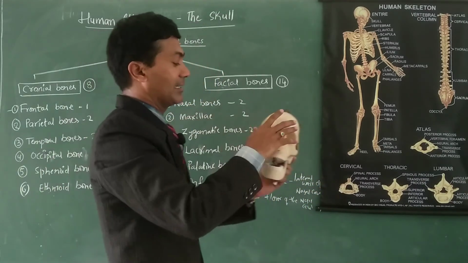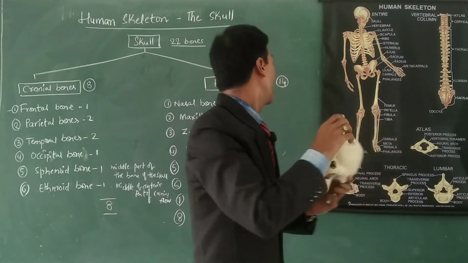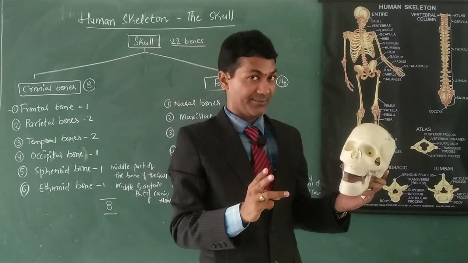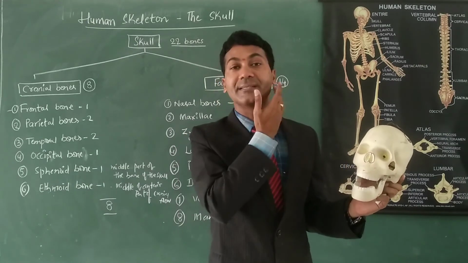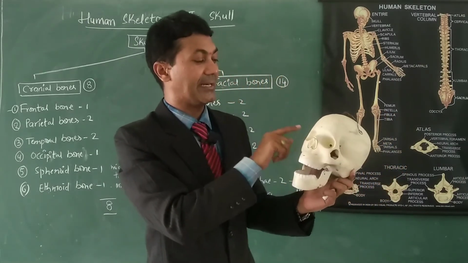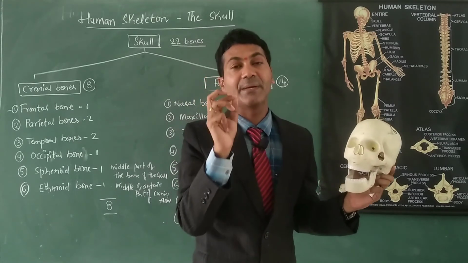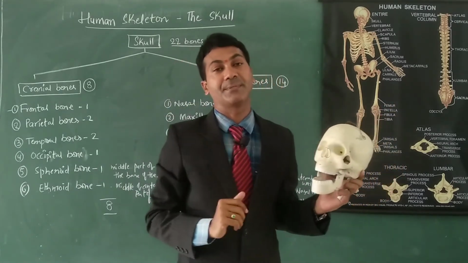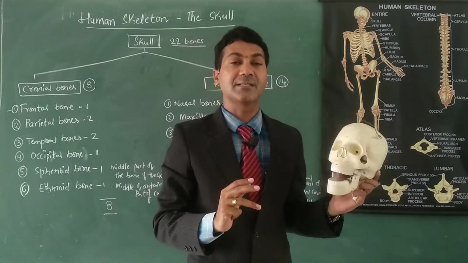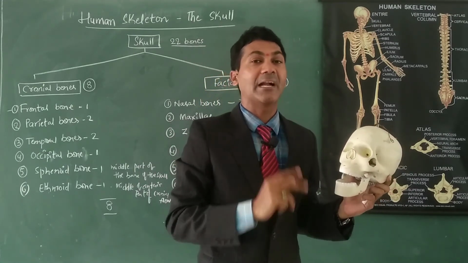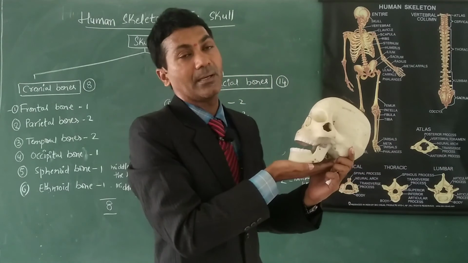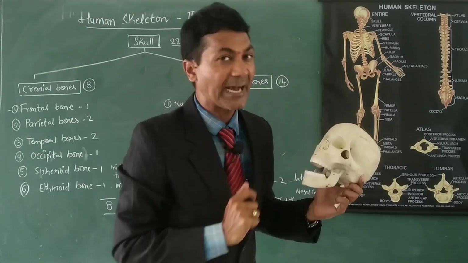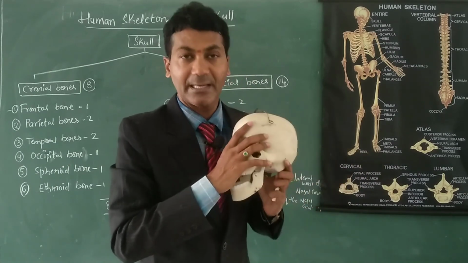Apart from these 22 bones, the skull has 3 pairs of ear ossicles. We have already studied the inner ear. There are 3 pairs of ear ossicles called malleus, incus, stapes. And one more, below the oral cavity or buccal cavity, there is a U-shaped bone, that is the hyoid bone. All together a skull is made.